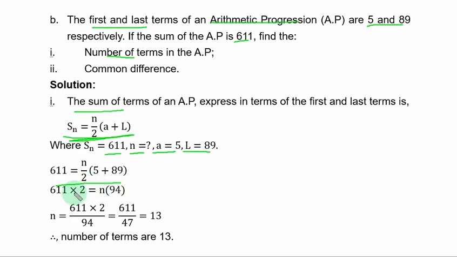Multiply through by 2 to clear the fraction. At the same time, you add the two terms in the bracket and you have 94. Divide both sides by 94 to get n. So n is equal to 611 times 2 divided by 94. That simplifies to 611 over 47, and that is 13. Therefore, the number of terms in that AP is 13.